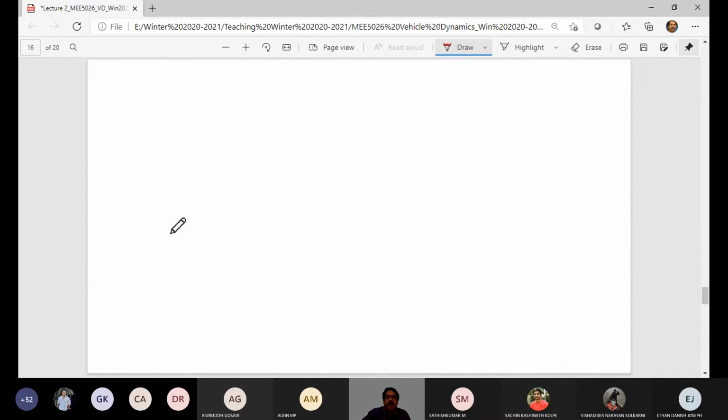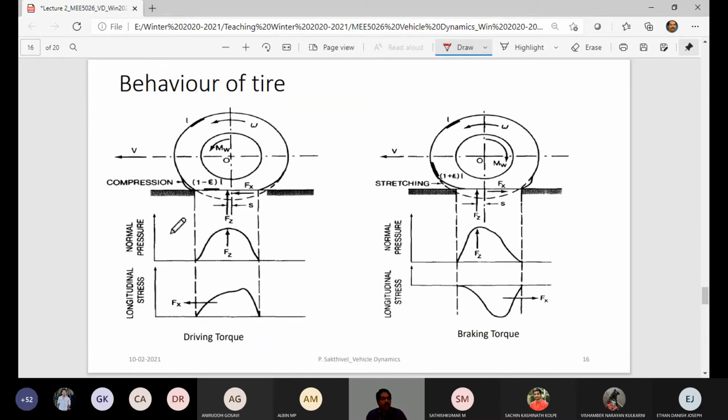Okay. And importantly now, the behavior of the tire when you apply driving torque and braking torque, that you have to understand. So this is a very important understanding to go ahead with defining or deriving your tractive force. So what is this? Look here on the left-hand side: when driving torque is applied on your tire-wheel assembly, this MW is the driving torque, and omega here is the wheel angular speed.